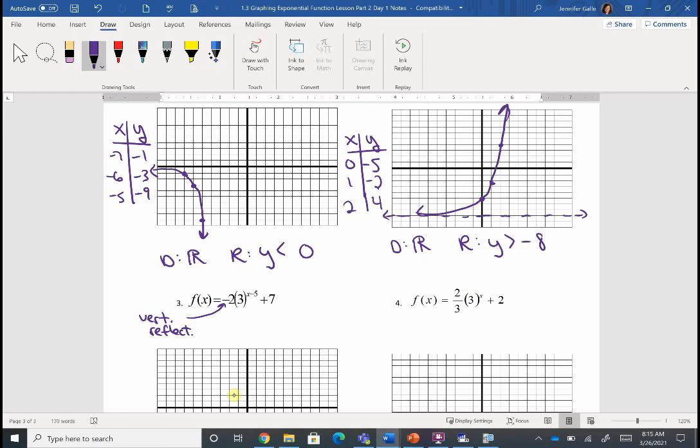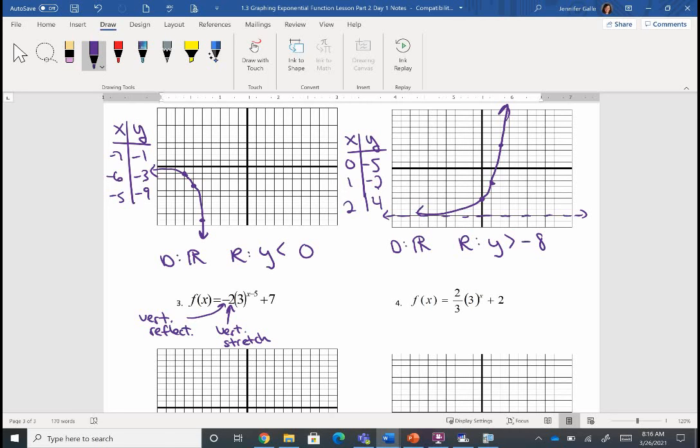Then the 2. The 2 is bigger than 1. The 2 is greater than 1. So it's going to cause my graph to vertically stretch also. So that -2 is kind of a 2 for 1. The negative sign causes us to go from right side up to flip upside down. And then the 2 is bigger than 1, so we're going to also stretch. Our values are going to, in this case, decrease faster because we're going to flip upside down.